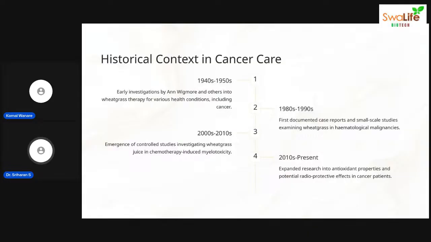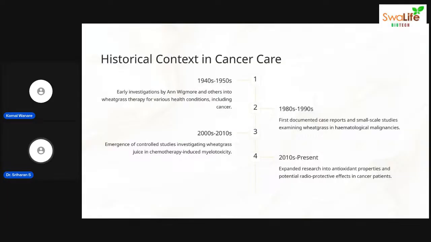So before that, it should not be particularly for this disease alone. No, it is used as a multiple benefit for any disease. It was used in the 1940s to 50s, followed by 2000 to 2010. There are controlled studies that took place on wheatgrass, for a great example, the chemotherapy-induced myelotoxicity study. Likewise, studies took place. And after 2010, from 2010 to present, wheatgrass is likewise studied.